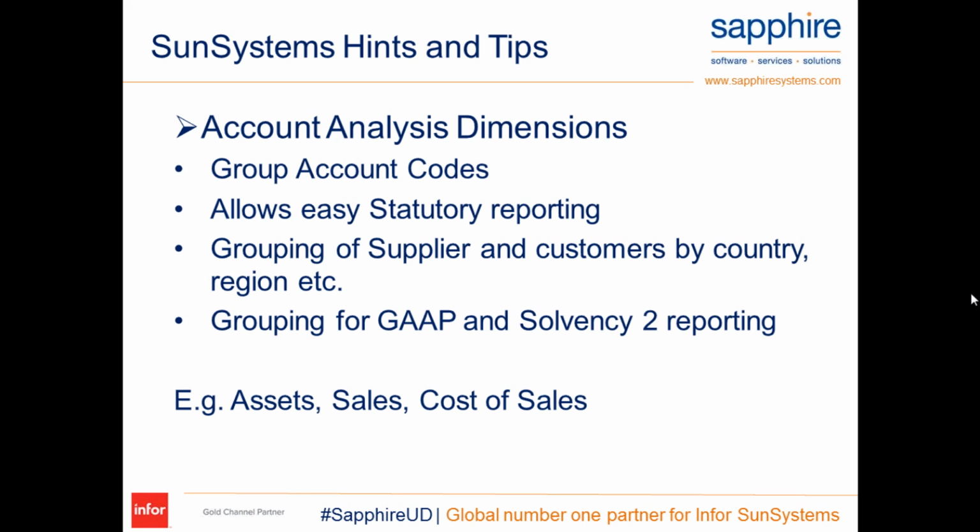In that scenario, you can use GAAP as one of your account analysis dimensions, which has its own breakdown of GAAP analysis codes, and the Solvency II dimension can have its own way of breaking down the chart of account structure. What I'm going to do is quickly go into SunSystems to show you a live example of some of these things so that they will start making a bit more sense to you.